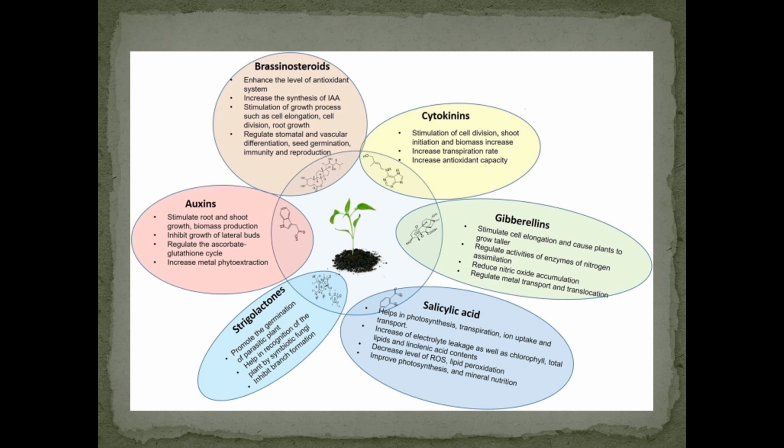Another is strigolactones. They promote the germination of parasitic plants. For example, many parasitic plants are present, some stem parasites and some root parasites. Cuscuta is a common species of stem parasite. They help in the recognition of plants by symbiotic fungi, and they inhibit branch formation.